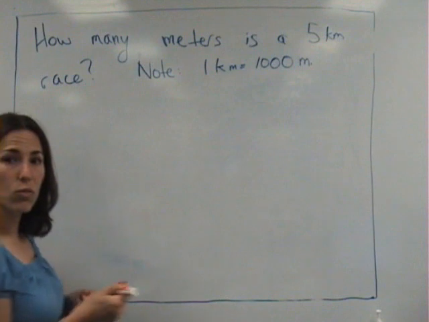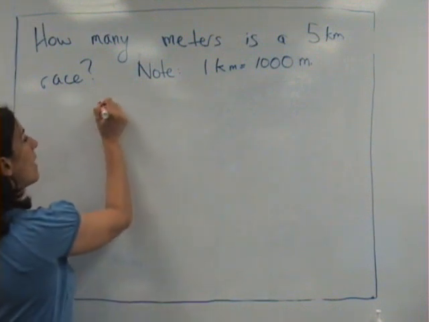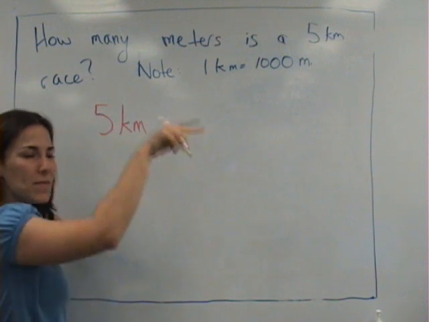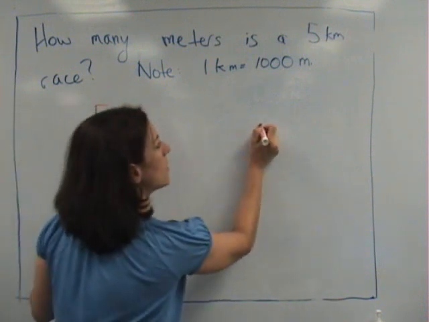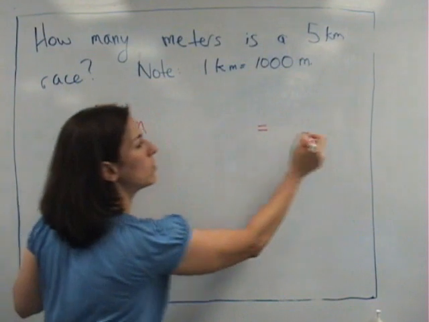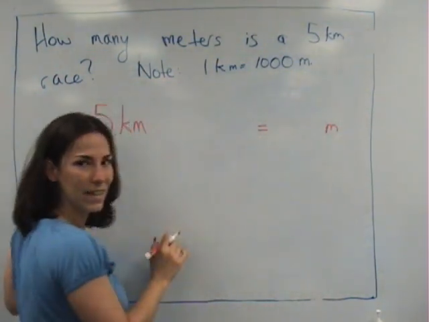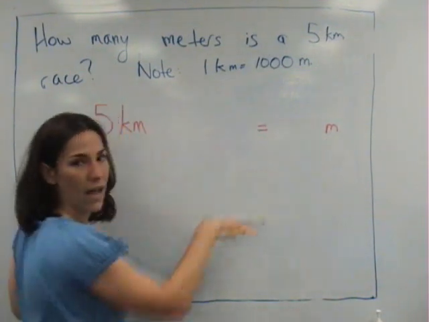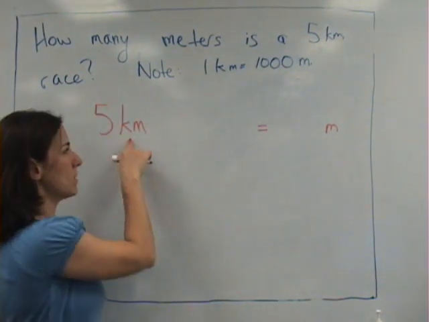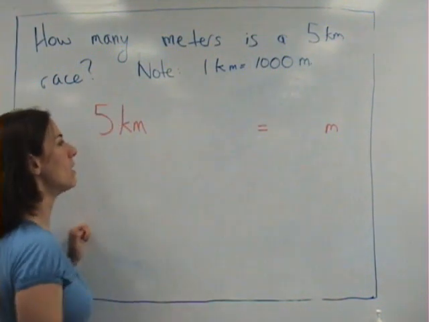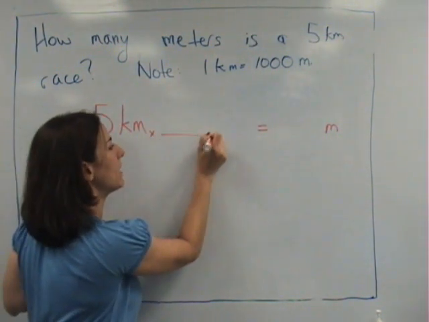So the first thing I do is I write down what I'm given. I'm given 5 kilometers. And then I give myself a little bit of room, but I know that I want to figure out what that's equal to in meters. So I kind of get myself psyched up by knowing, okay, I'm going to get to the answer. I write equals and the unit I'm looking for. So I'm starting with 5 kilometers. I want to know that equals how many meters. Then I do this X and a line.